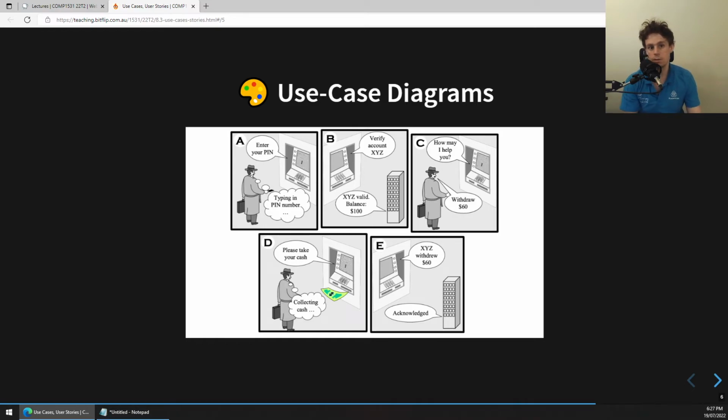The user says, I want to withdraw money, then the ATM gives the money. It's basically telling a story, but more specifically than telling a story, it's describing the behavior between users and the system for a particular use case. That's why we call them use case diagrams, because back to when we were talking about modeling last week, this is an example of behavior, not static state, really just behavior.